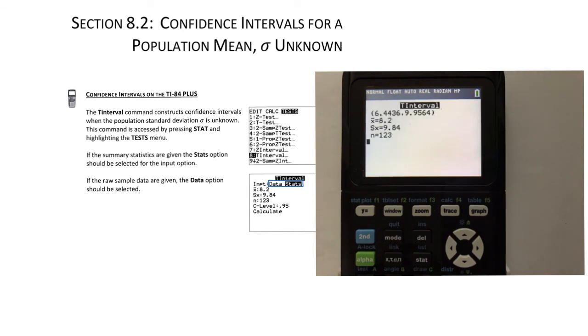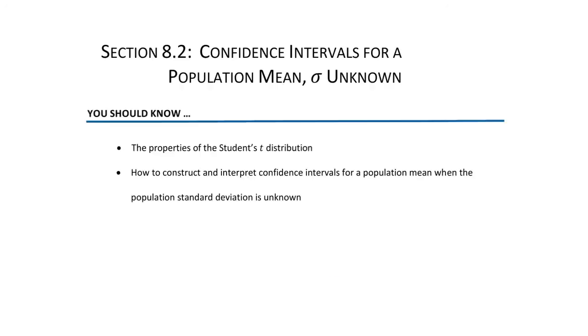Then highlight calculate and press enter. If you round this value to 2 decimal places, it will match the answer we found without using the calculator. In this section, you learned the student t distribution. We use the student t distribution when sigma is unknown, and we learned how to construct and interpret the confidence interval for the population mean when the standard deviation is unknown.